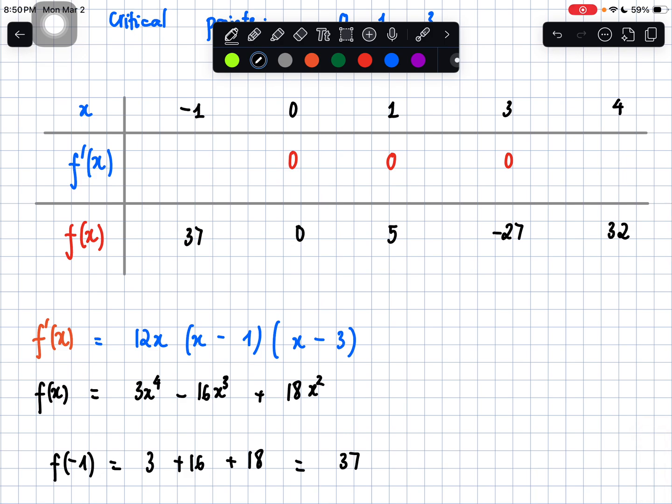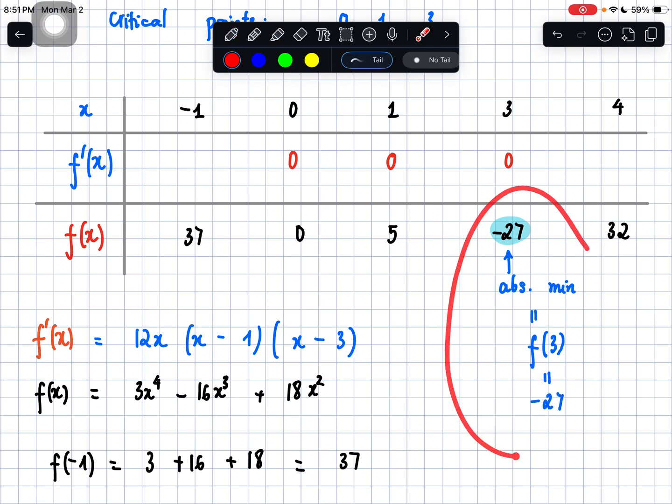So now you can see the smallest one here, minus 27. This is our absolute minimum. The absolute minimum is f of 3, which is minus 27. So we have the answer for the absolute minimum, and the biggest one, 37. This is our absolute max, the absolute maximum.